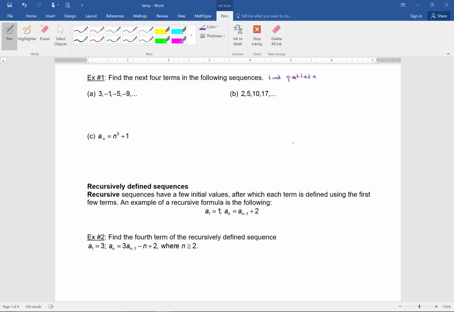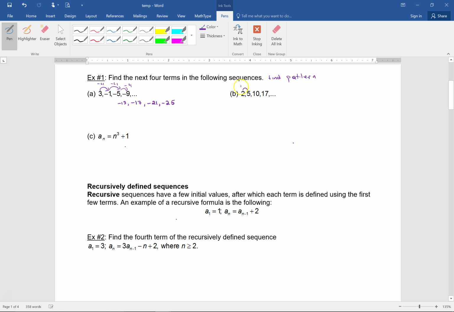So what you do is this. You say to yourself, how do you go from the first number to the second number? You subtract 4. Now, how do you go from the second to the third? Subtract 4. Subtract 4. So that must be the pattern. Then if we want to find the next 4 terms, we just keep subtracting 4. So we get what? And negative 25.